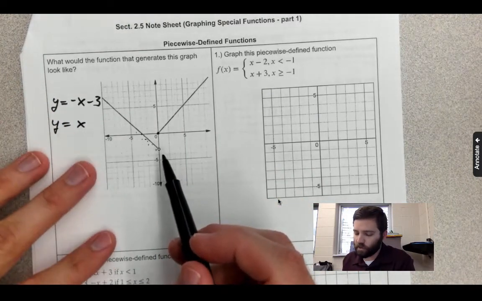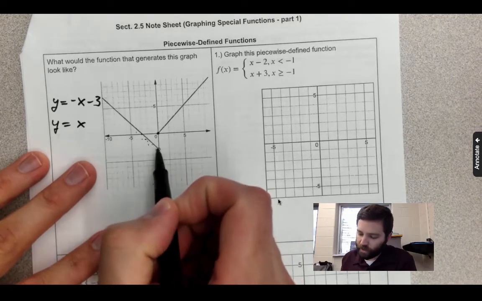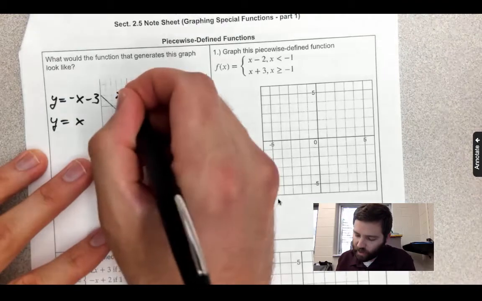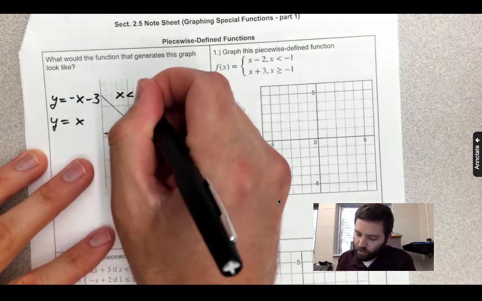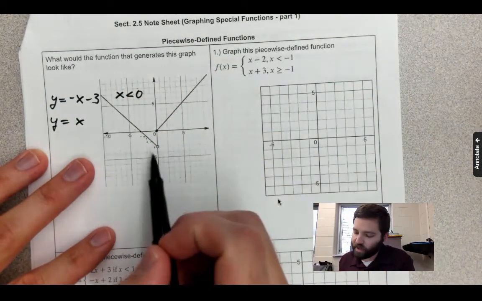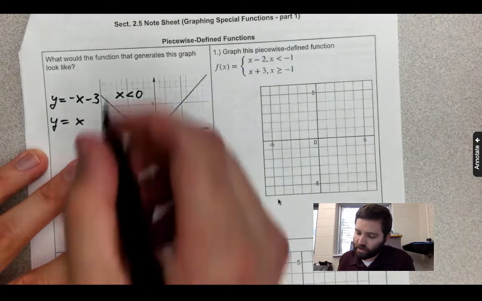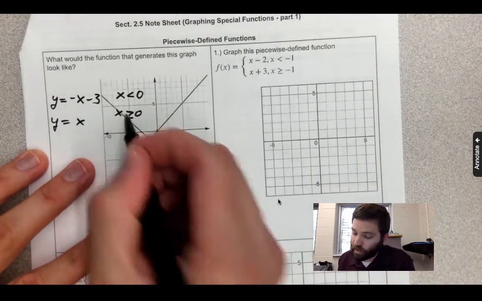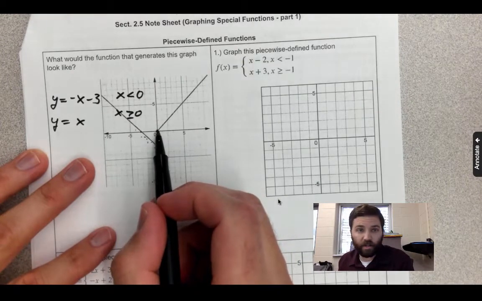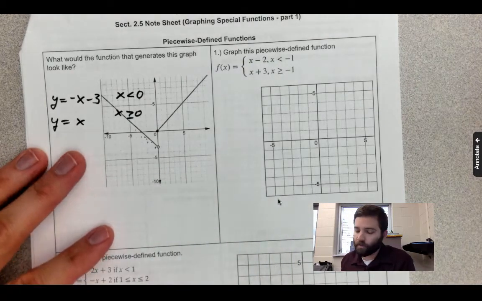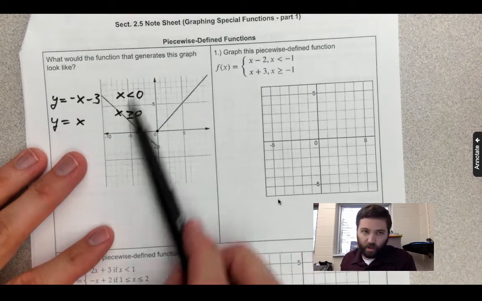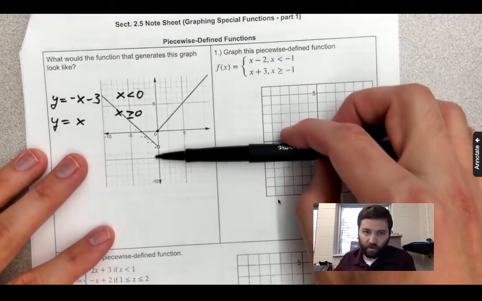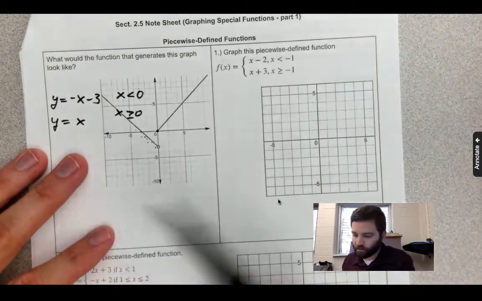And so you might say, well, which part is it? Well, this line only exists when x is less than 0. And this line right here only exists when x is greater than 0. Or greater than or equal to. Actually, if it's equal to 0, we have a solid dot there. All right. So this is a perfectly legitimate function. It passes the vertical line test, right? It's got this line segment over here on the left, line segment right here on the right.